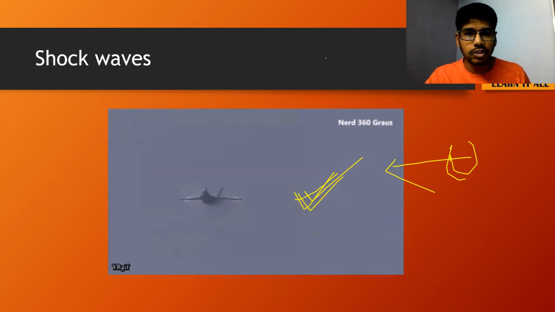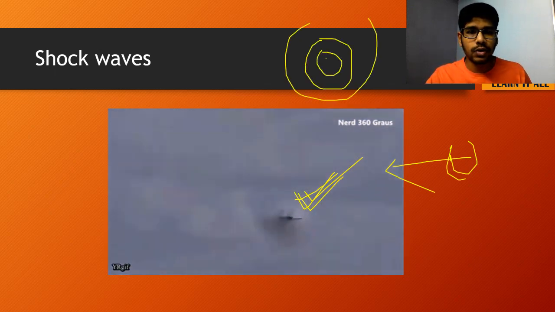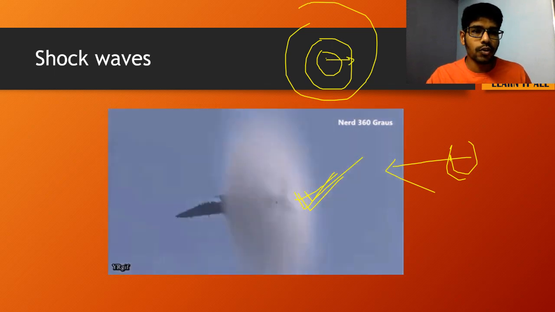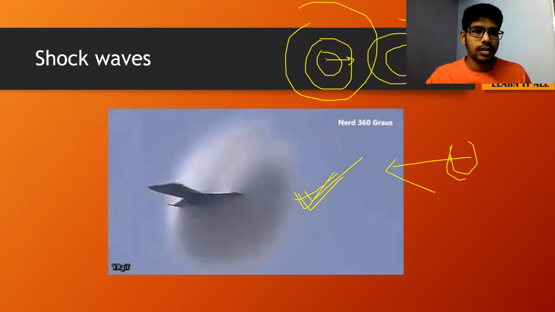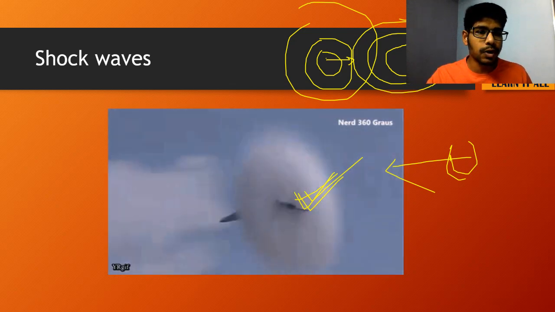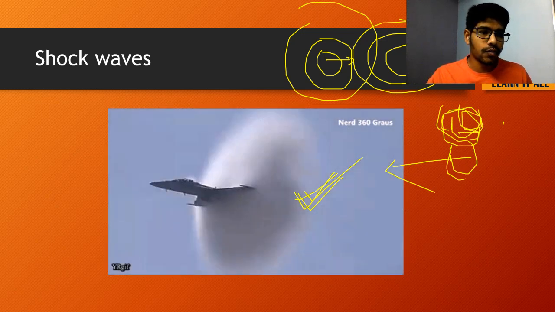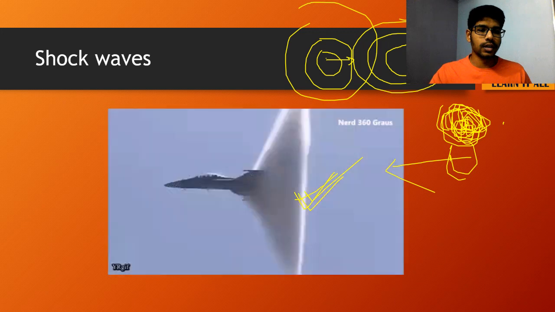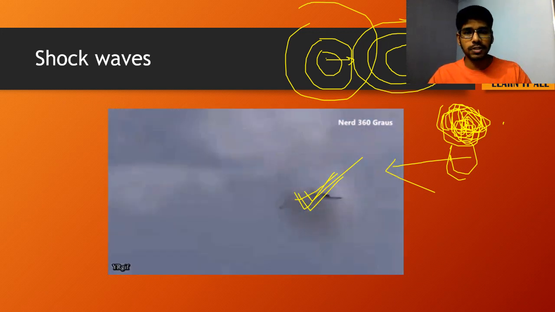When an object is present over here and it is stationary, obviously the waves are equidistant. If the object is moving, what will happen? Everything will be piled up over here. If the object is moving faster than the speed of sound, the object will be over here and the shock wave is produced behind the vehicle. That is how the shock waves are produced, on the principles of the Doppler effect.